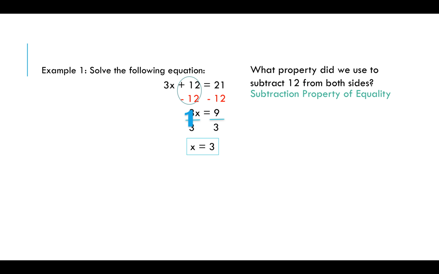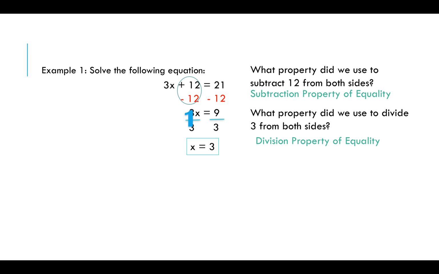But what was that property we used to divide 3 from both sides? If you think about what we did from the previous step with the subtraction property of equality, you can only guess what property of equality we used. The division property of equality, because we divided both sides by the same number. Now, do we stop there?